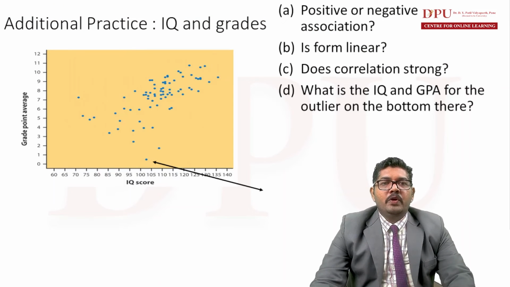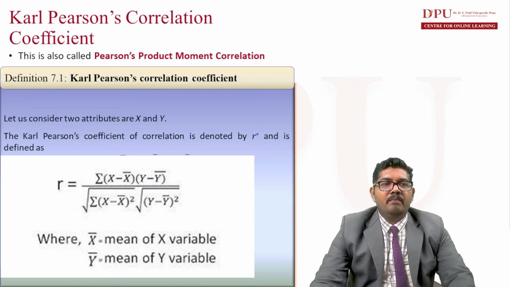Additional practice: IQ and grades. Here we have the relationship between IQ score and grade point average. Is there a positive or negative association, is it linear or non-linear, is the correlation strong? You are supposed to answer or judge these things from the scatter diagram.